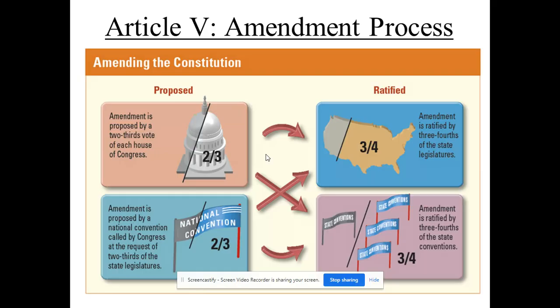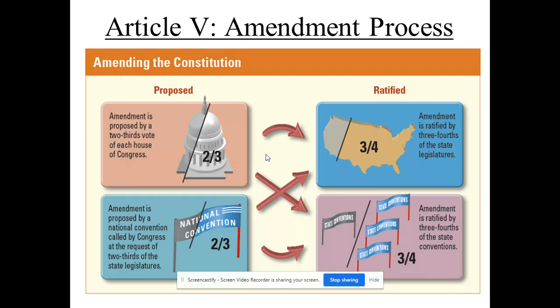So what does that process actually look like? So there's the proposal step, and then there is the ratification step. And so really there are 4 different ways that you can actually go about trying to amend the Constitution. So there's 2 different ways to propose it. So either it can be proposed by a 2/3 vote in each House of Congress, or it could be proposed by 2/3 of the states in a national convention.